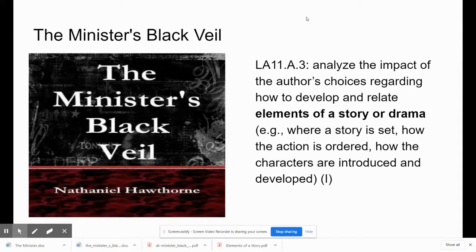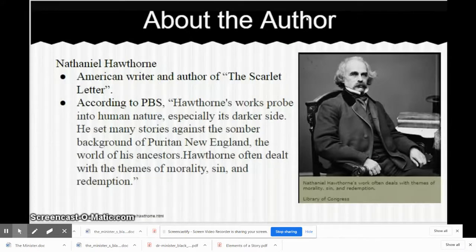Hello, class. This week we're going to be reading The Minister's Black Veil by Nathaniel Hawthorne. And the AKS we'll be working on is to analyze the impact of the author's choices regarding how to develop and relate elements of a story or drama. Okay? Now let's go over the author.